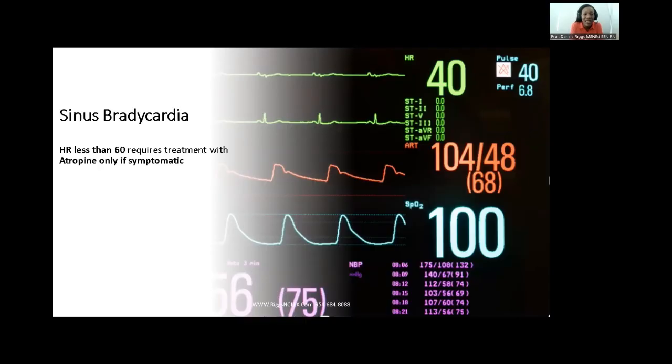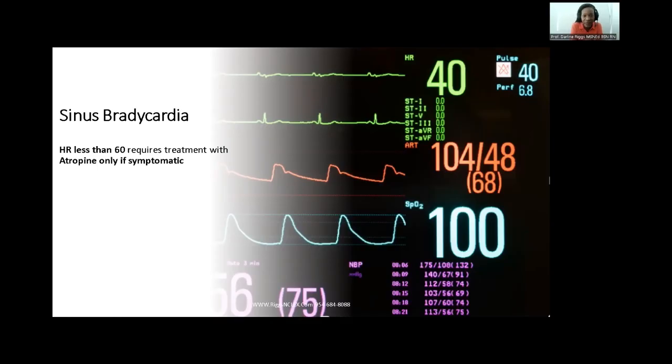So this is a client whose heart rate is less than 60 beats per minute. You only, only, only treat this client if they are symptomatic. If you watch my test taking strategies, remember I want you to always ask why. Why do we only treat sinus brady if they're symptomatic? Because there are clients who this is their norm.